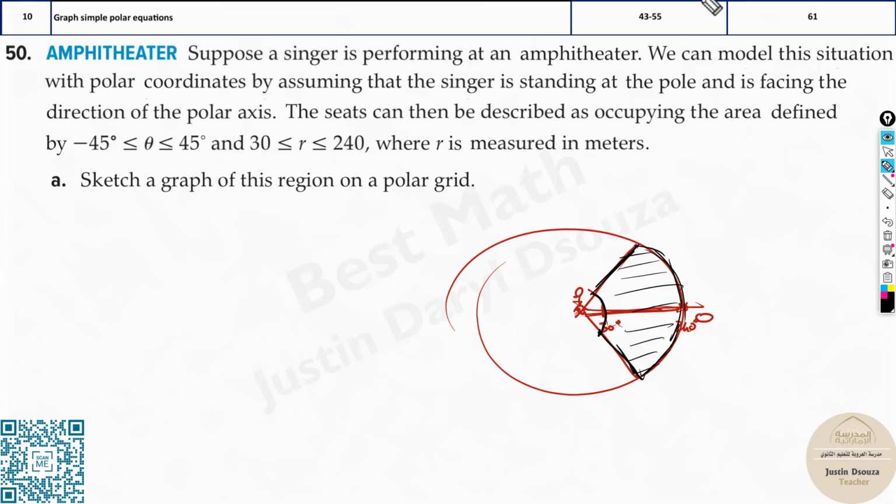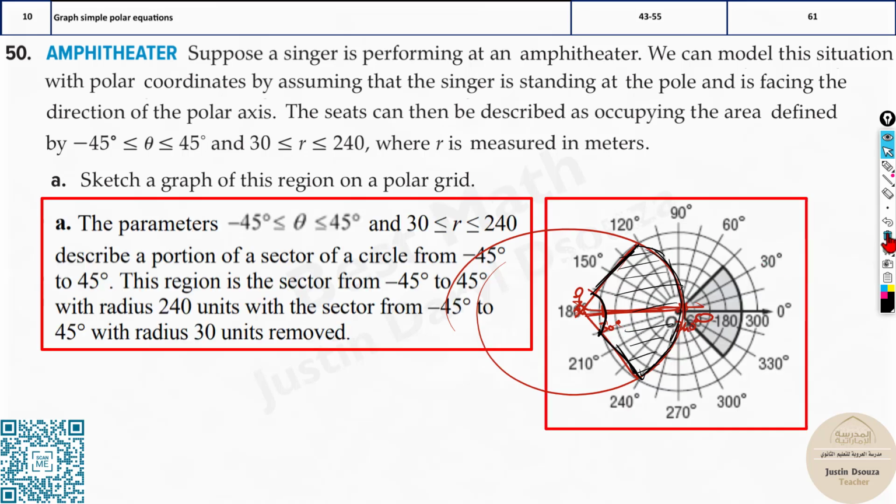So we have to sketch the polar grid. This is the sketch. Okay, it's not accurate, but it's okay. See here, don't start from the 0. What I did was I started from 0, but then I realized the radius is from 30. So you need to start it from 30 here, and then it goes until 240, as you can see. So that is how we get it. And this is the sector where the seats are.